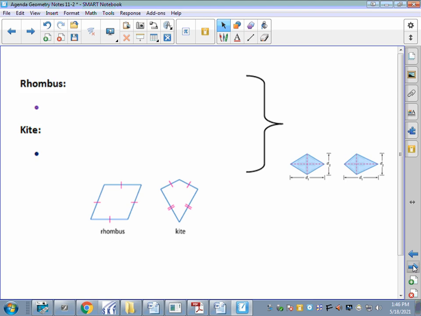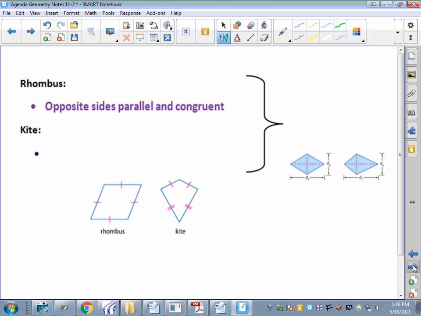So a rhombus is a shape that has opposite sides parallel and congruent. If you remember, a rhombus is a slanted square. I should say that all 4 sides are congruent. I'll say 4 congruent sides. They're also parallel, so these are parallel, these are parallel, but notice they all have the one dash, the one congruent dash.